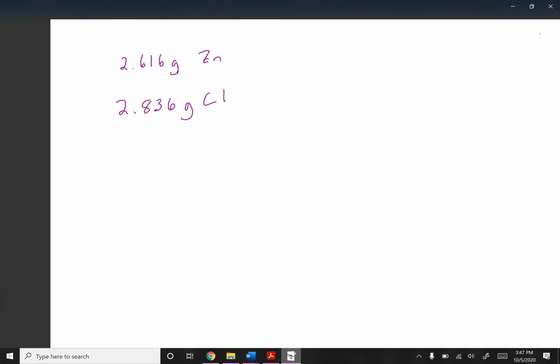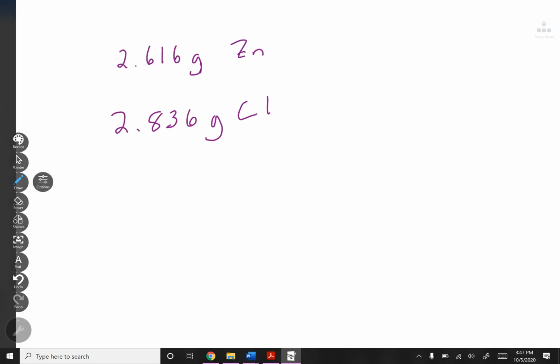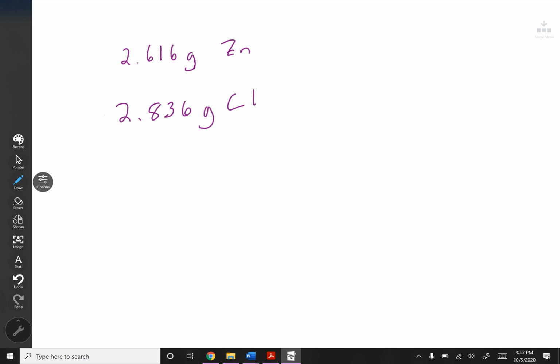Let's say we did our experiment, and from it we determined that our sample is 2.616 grams of zinc and 2.836 grams of chlorine. I've just back calculated from the number of moles they gave. So it's the same example, but I'm starting from the mass instead of jumping straight to moles, to make sure it's well solidified. You're given this data. Now what do I do with it? The first thing we want to do is convert both to moles.